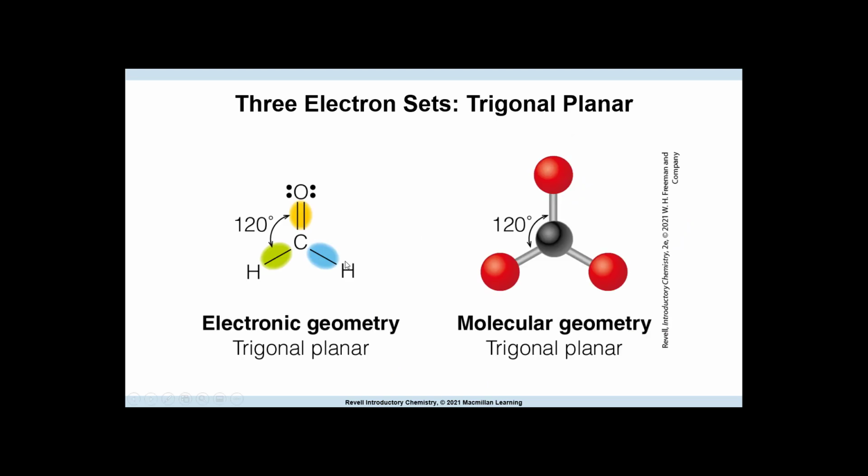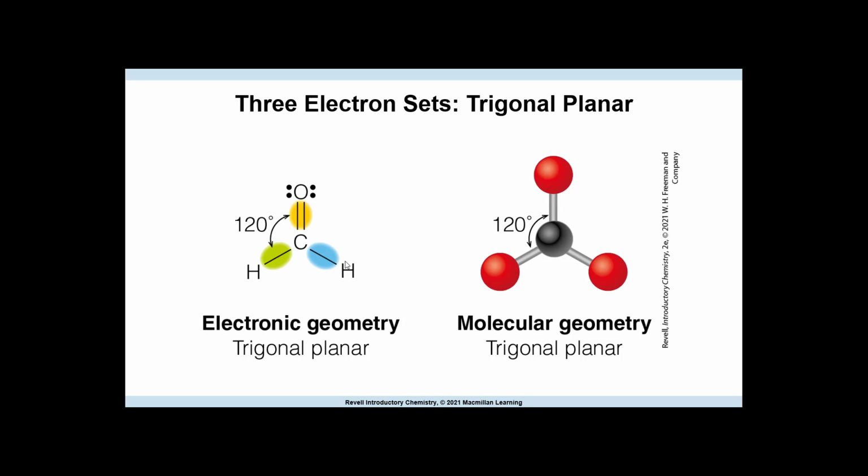Okay, so let's consider a molecule that has 3 electron sets around the central atom, such as formaldehyde. The central carbon atom has 1 set of electrons bonded to the hydrogen atom, 1 set to the other hydrogen atom, and the double bond to the oxygen atom counts as 1 set. So there are 3 attachments to the central atom.